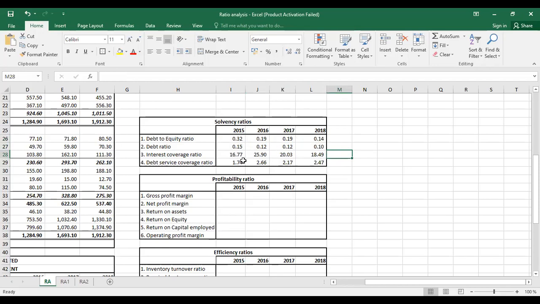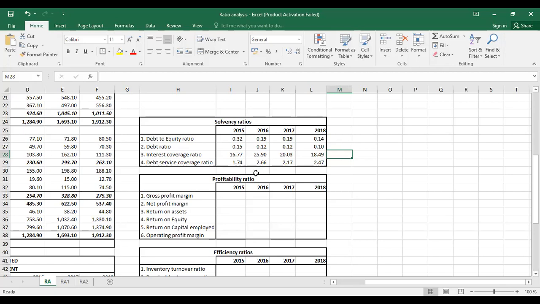And the interest coverage ratio, you can see that in the year 2016 it was like 25, more than this one, and it reduced to 20 and 18. A higher interest coverage ratio shows the ability to pay our interest. This range is good. So it means from the year 2016, we could pay our interest using our earnings, 25, 26 times.